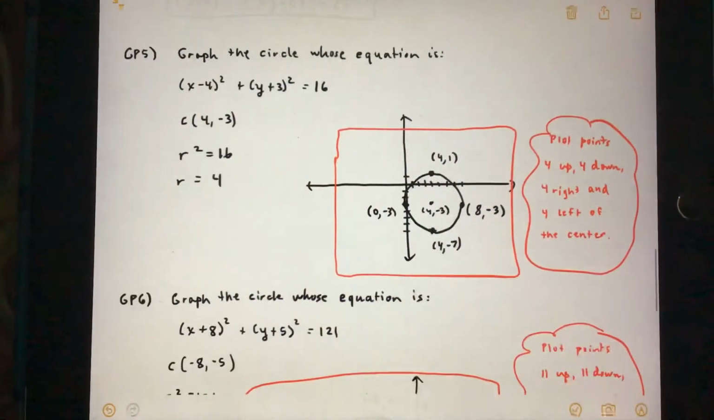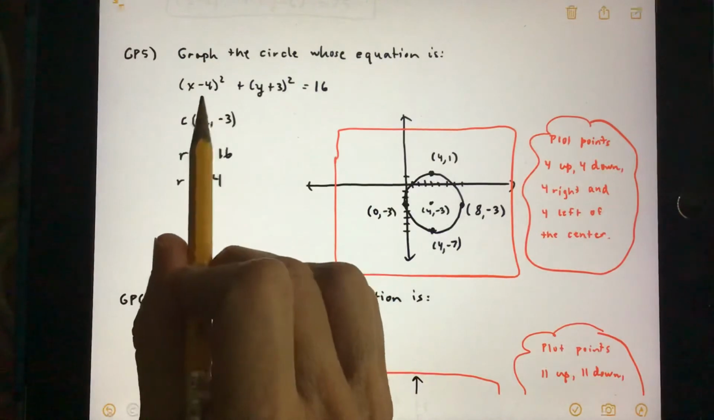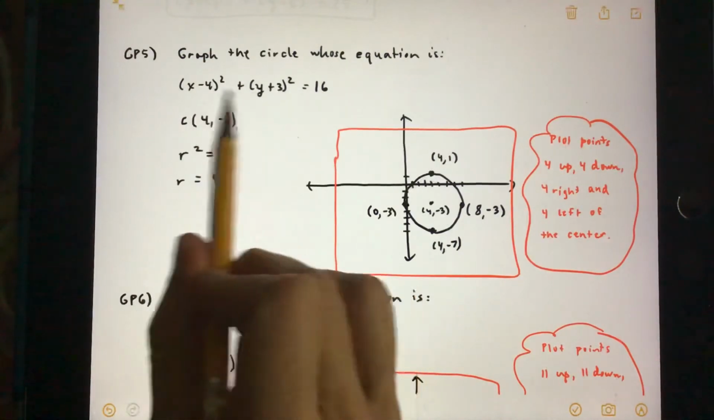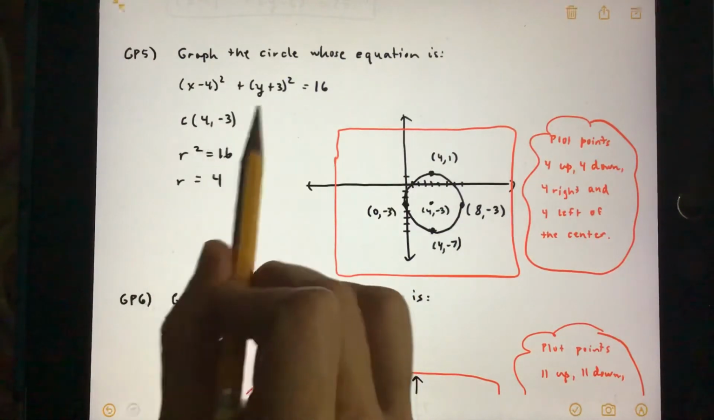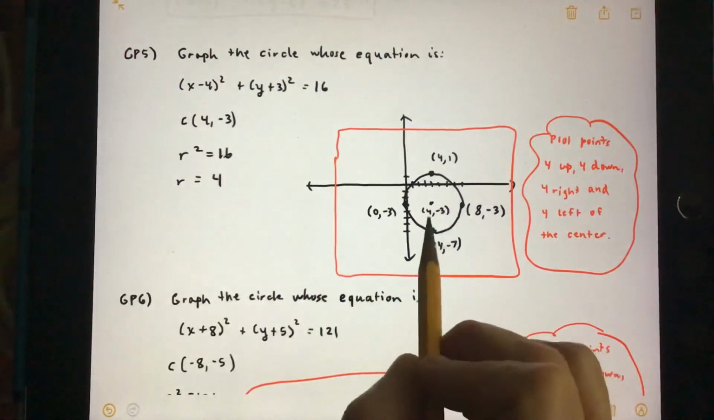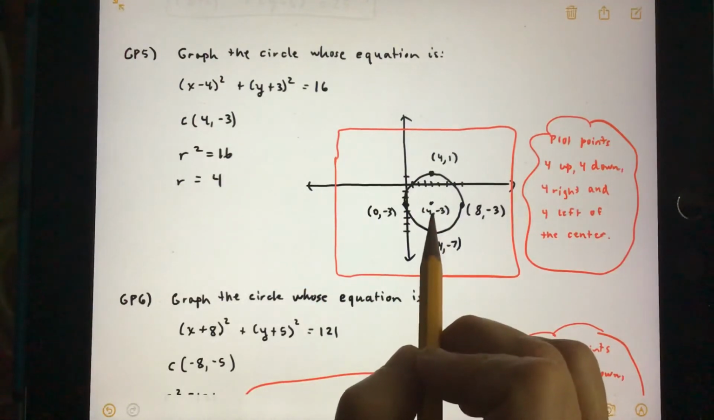Okay, now we're going to go the opposite direction. We're going to graph the circle whose equation is given to us. So we need to pull out the center and the radius so we can, in fact, graph it. So our center will be the opposite of the numbers we see in the parentheses. So the opposite of negative 4 is 4. The opposite of 3 is negative 3. There's my center. So I plot that center point.